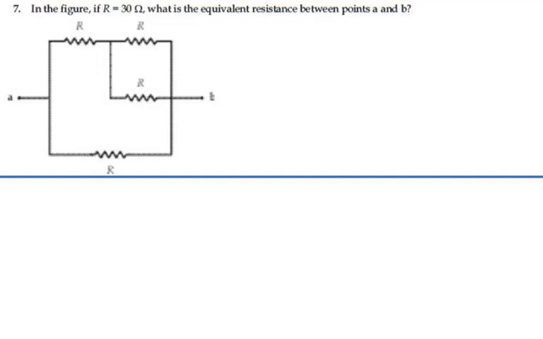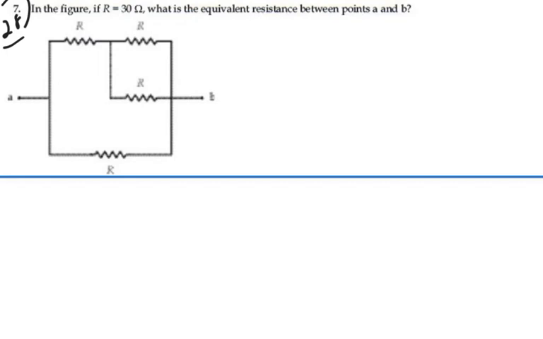Here's problem 28.7. In the figure, if R is equal to 30 ohms, what is the equivalent resistance between points A and B? Now if I look at this network, none of the resistors are actually in series with each other. To be in series, they must be along the same line so that the same current has to flow through both items. And in this configuration, none of the resistors have that situation.